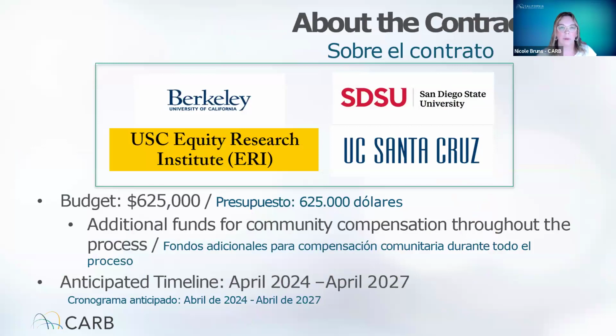So just real quick about the contract, there is a partnership with UC Berkeley, University of Southern California Equity Research Institute, San Diego State University, and UC Santa Cruz. There's about a $625,000 budget with additional funds set aside for community compensation. And it is going to be about a 3-year contract anticipating to start in April 2024 and last until April 2027.